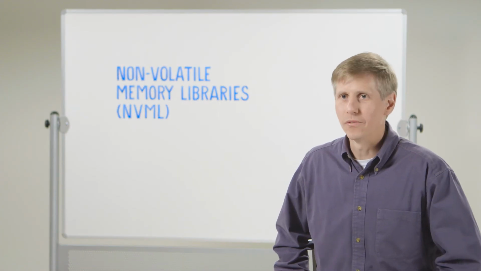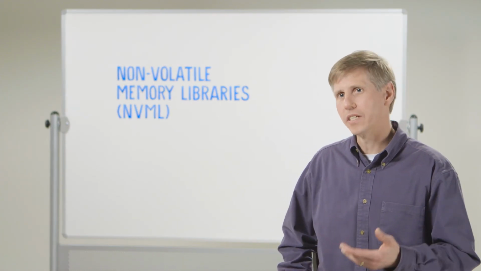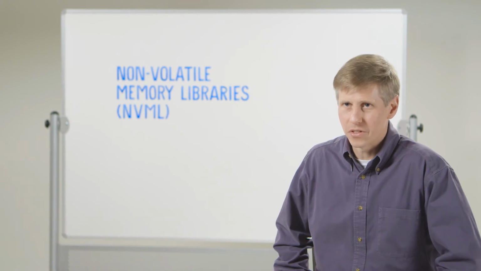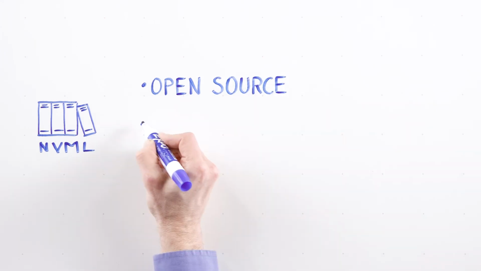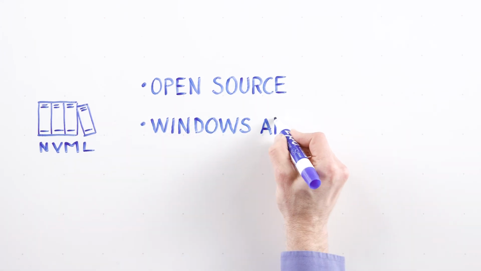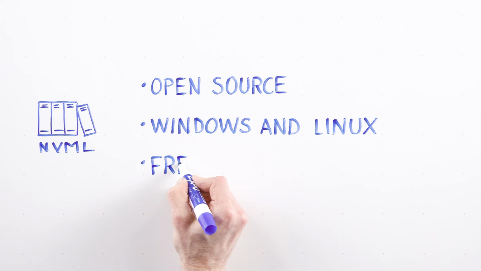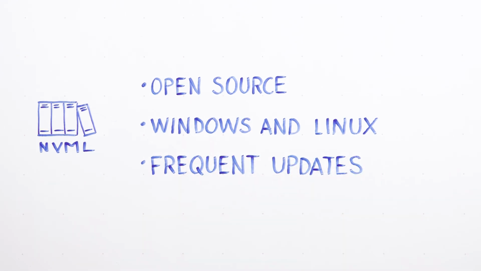NVML delivers a wide variety of benefits, but most importantly, it simplifies the complexity of persistent memory programming. Developers have told us that they have saved weeks of low-level memory management programming and are instead able to focus on what's really important, delivering value and innovating in this new world of persistent memory. NVML is free, open source, and available today for both Windows and Linux environments. And we're constantly updating it, adding new features and capabilities.